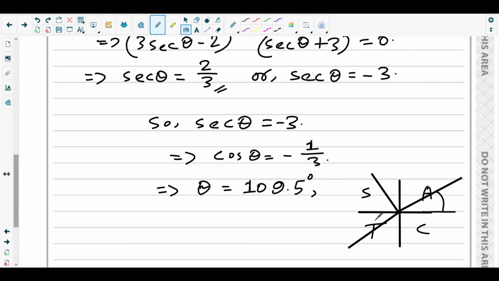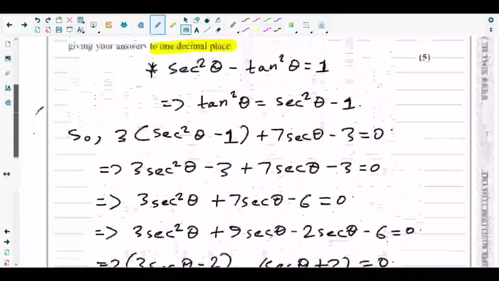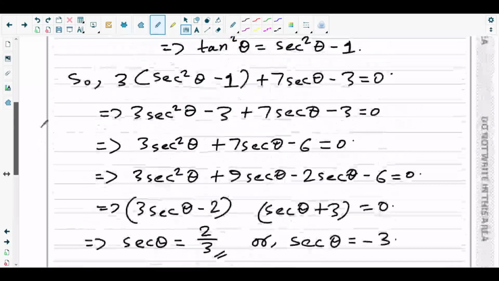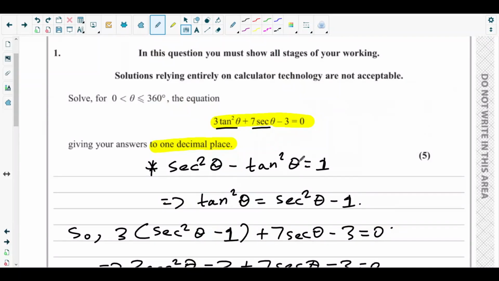That means another possible value for theta will be in the third quadrant, isn't it? So how can we approach this third quadrant? We will just add 180 to the principal angle to get a possible value for theta in the third quadrant, which is 250.5 degrees. We are considering 1 decimal place because the question said you need to give your values for theta to 1 decimal place. That's it. And that's what we got, the two possible values for theta, and that's what the first question from the October 2024 paper has asked for.